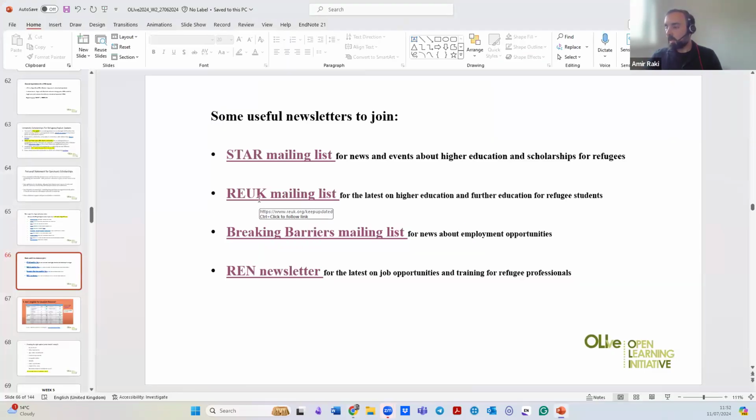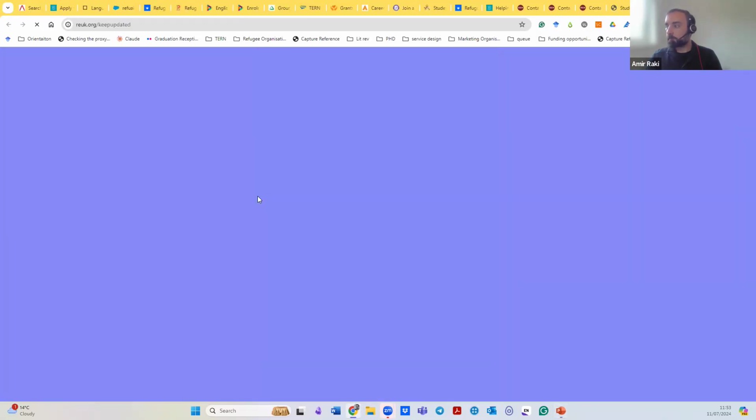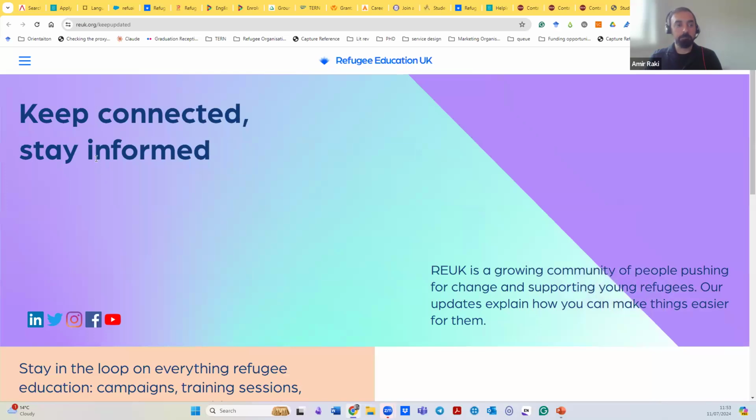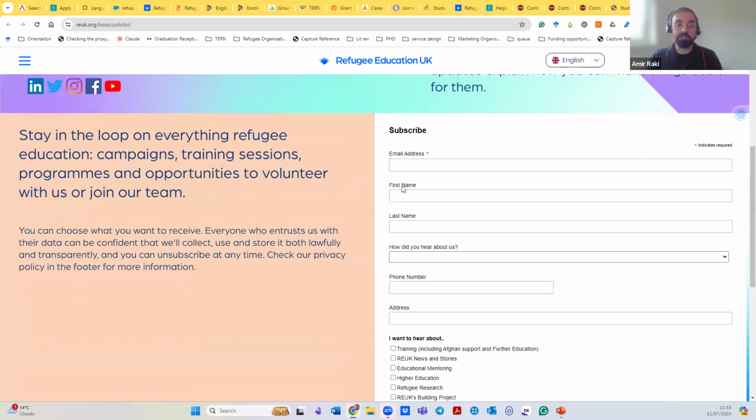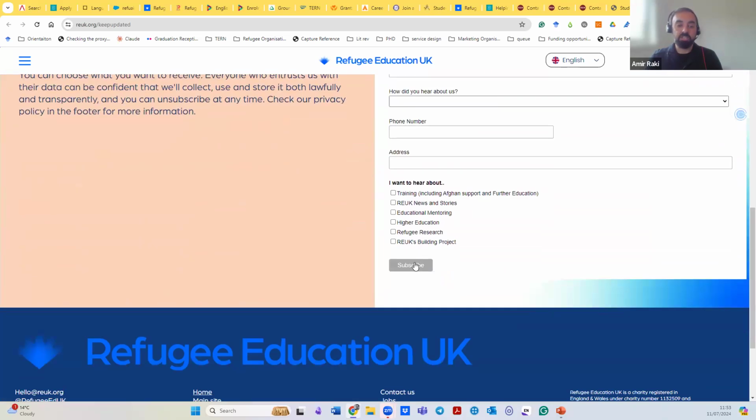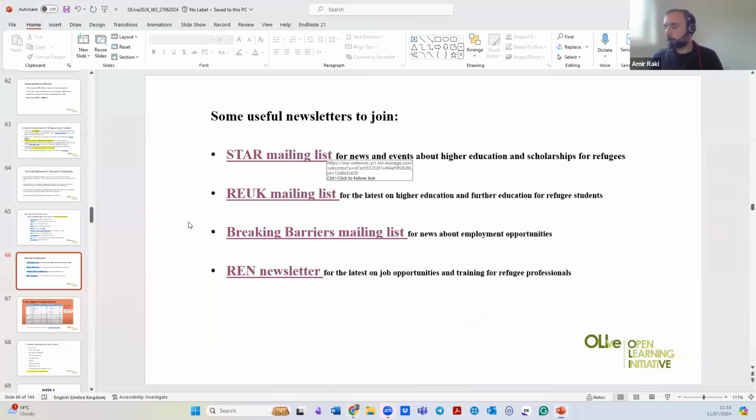The next one, the REUK mailing list. Keep connected, stay informed. Your email address, name, and then just click. Every time they have an opportunity for you, on a weekly basis, they send you the email. And believe me, it makes a huge difference. You are going to have plenty of opportunities every week that you can use and benefit from.